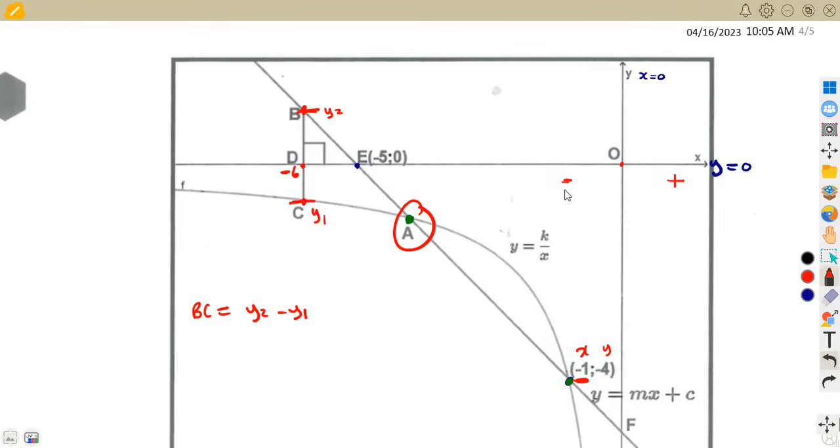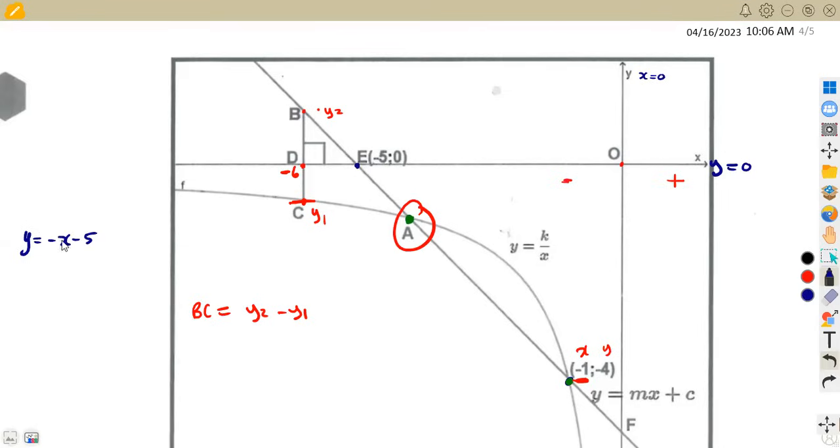Remember, B is a point which is on this line. This is where we have our B. Take note where our B is. It lies on the straight line, so we can substitute into the equation of the straight line. Remember, we got the equation of a straight line, which is given as y = -x - 5.